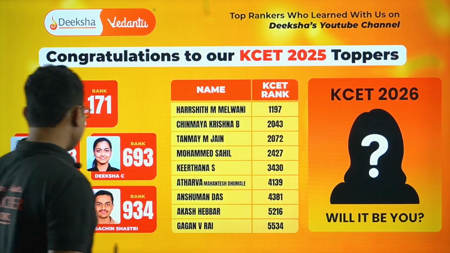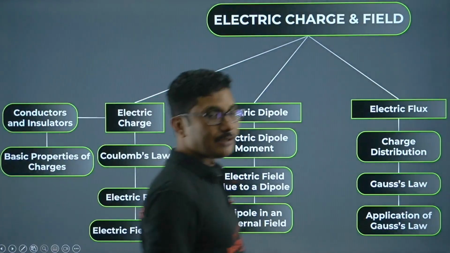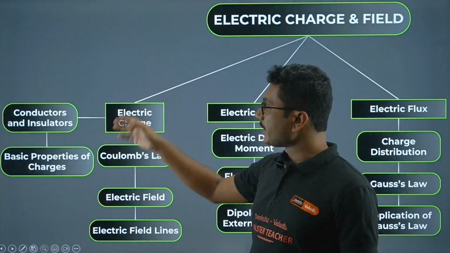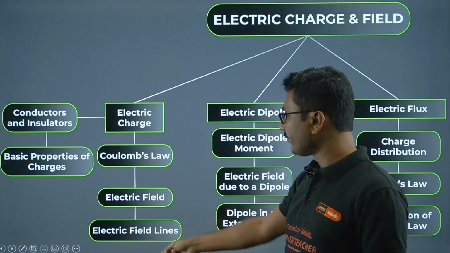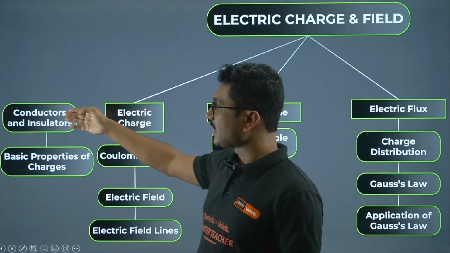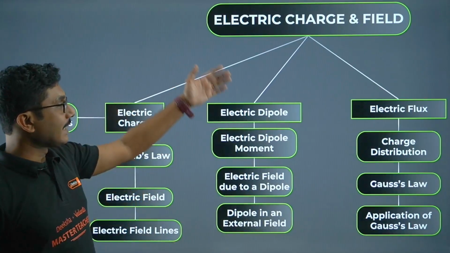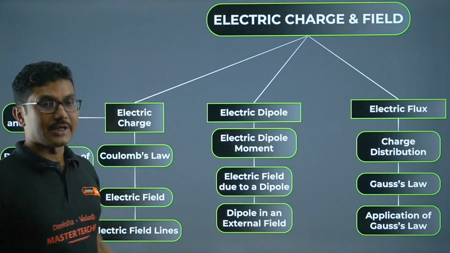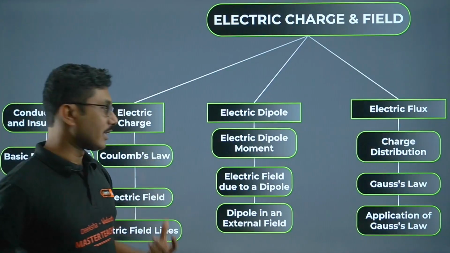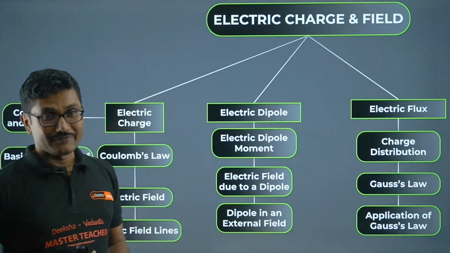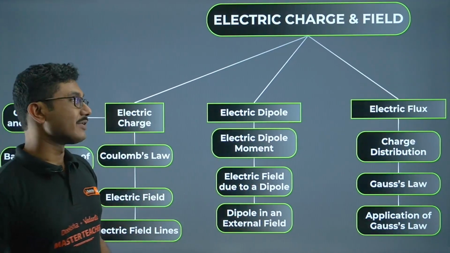Now let's continue with the chapter summary that we have already discussed in our previous two parts. If you have forgotten, in the first part we discussed electric charge, Coulomb's law, electric field lines, as well as conductors and insulators, basic properties of charges. In the second part we discussed mostly electric dipole moment, electric field due to a dipole for two different positions, dipole in an external field, the torque acting on a dipole, basically. We discussed all of these in our second part.